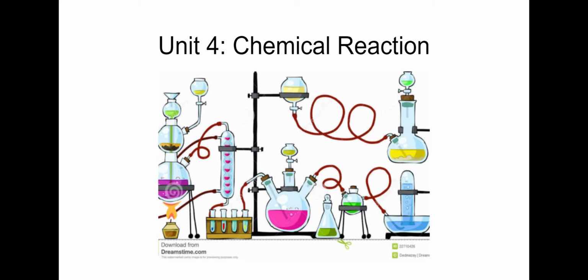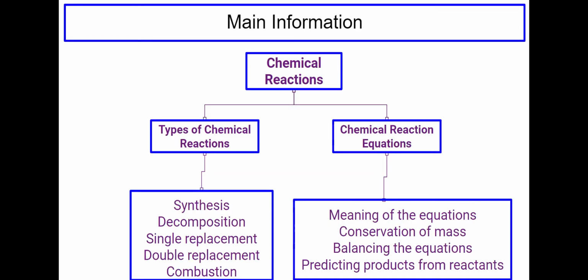Please write in your notebook Unit 4 Chemical Reaction. It would be a very fun unit. The main information in this unit is the types of chemical reactions. There are different types. We're going to go through each one. And at the same time, we're going to learn chemical reaction equations, go through the details of chemical reaction equations, and learn how to balance them.